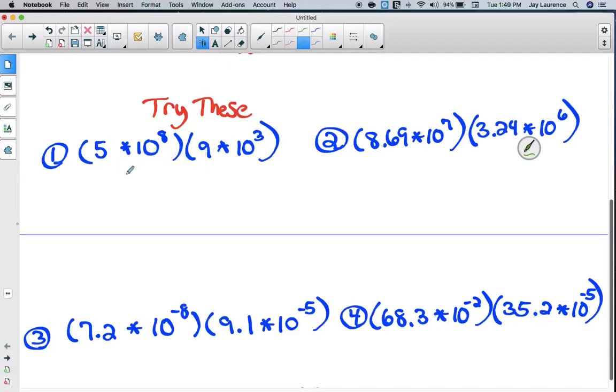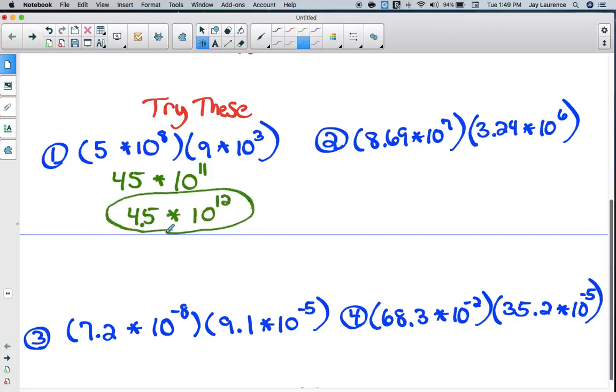Here we go. 5 times 9 is 45, and 10 to the 8th times 10 to the 3rd is 10 to the 11th. It's too large, so I'll divide by 10 and get 4½ but then I have to multiply the other part by 10 and get 10 to the 12th. There is your answer for problem number 1.